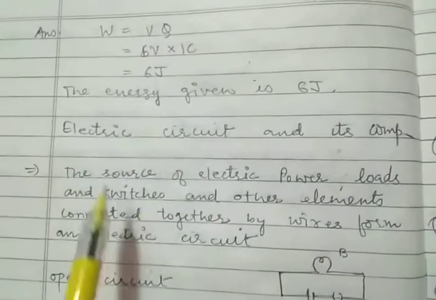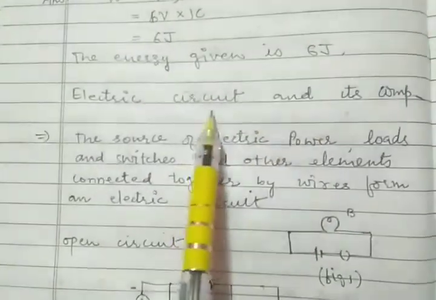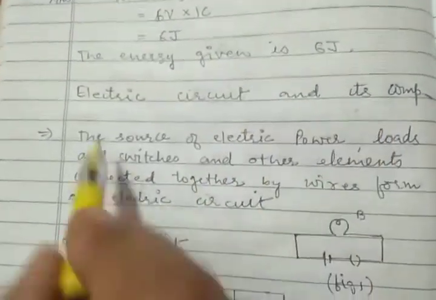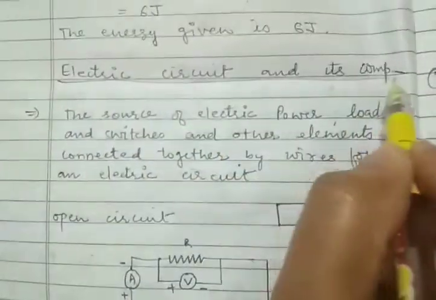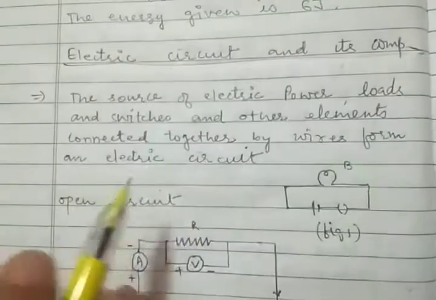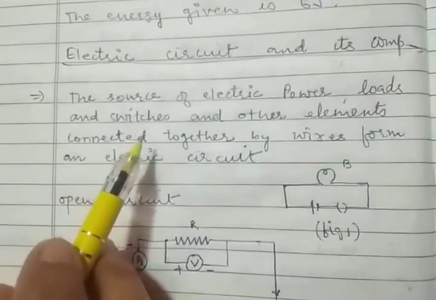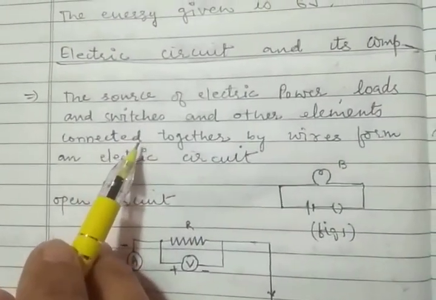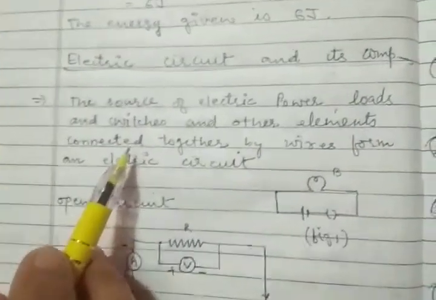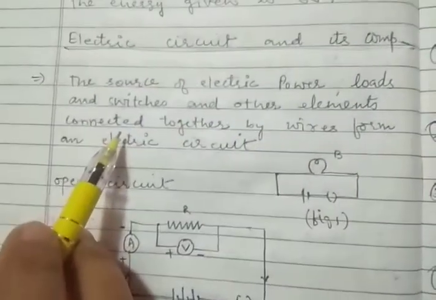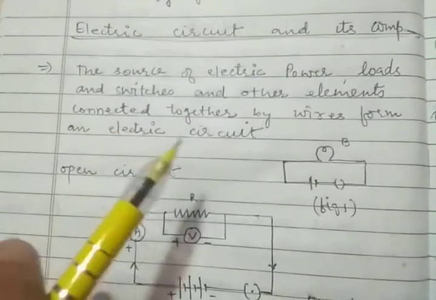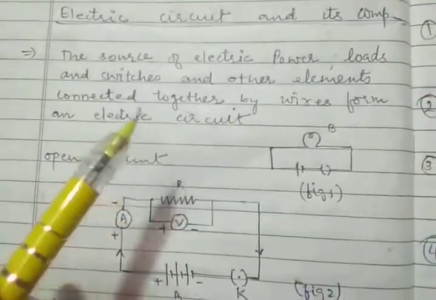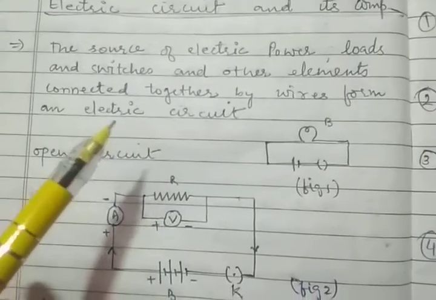Then next is the electric circuit and its components. This is the next topic. What do you mean by electric circuit and its components? You know, students, electric lamp, heater, air conditioner, motor and various other devices work on electricity. So we call these devices the load because these devices consume some electric energy.